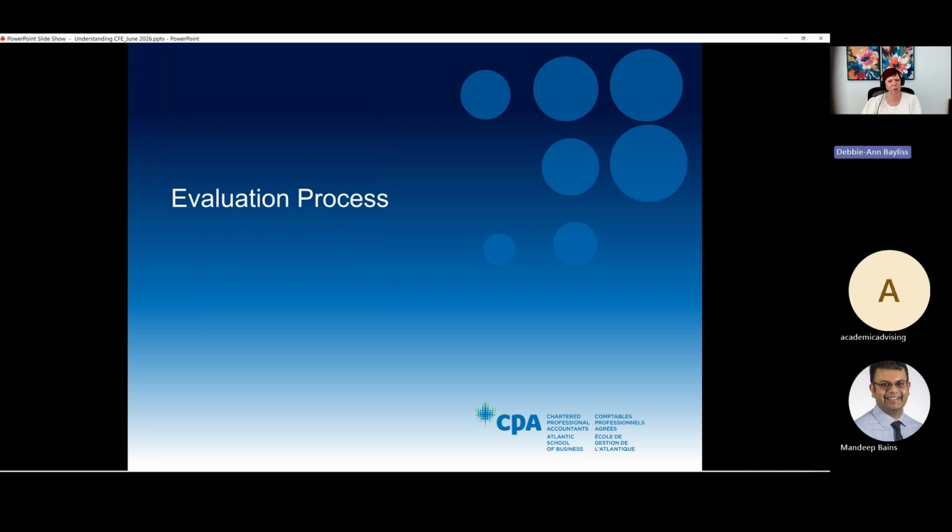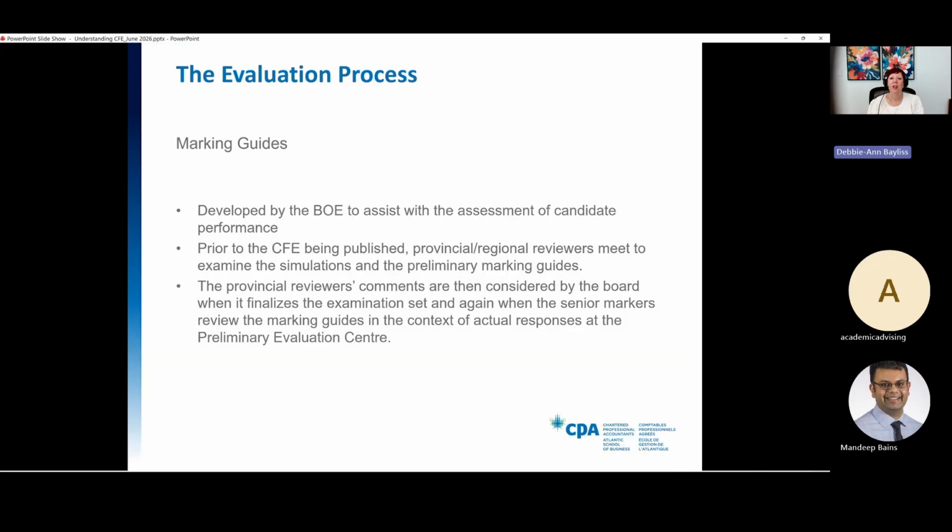Let's look at the evaluation process. It's important to understand this because I want you to have full confidence that there's a very robust process in place to ensure that your response was carefully reviewed. As far as the marking guides, the marking guides are published. They're created 6 to 12 months before CFE ever happens. This information, the cases, and the marking guides are shared with provincial and regional reviewers.